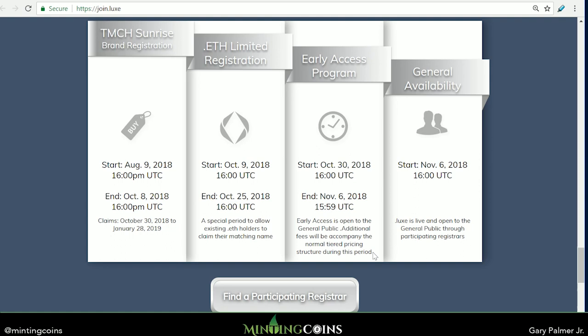So, for example, if health.luxe is, let's just say, $1,000 a year at a normal yearly recurring registration rate, they might say if you want to purchase it 1 day early, then it's going to be $1,500. If you want to purchase it 2 days early, then it's going to be $2,500. And if you want to purchase it 5 days early, then it's going to be $10,000. The sooner that you want to buy it, the more it's going to be. But it gives you an opportunity to purchase it before somebody else, if you could pay that higher price point. So that's what the early access period is.